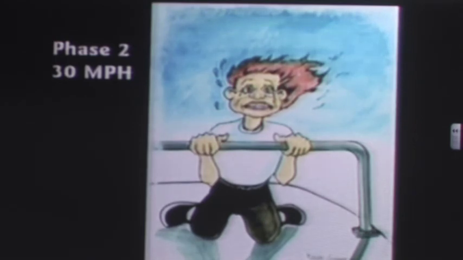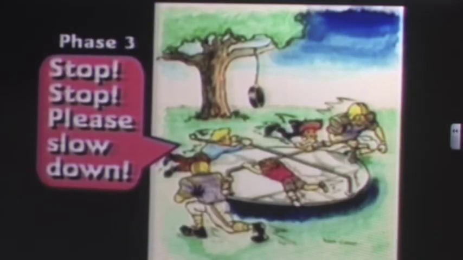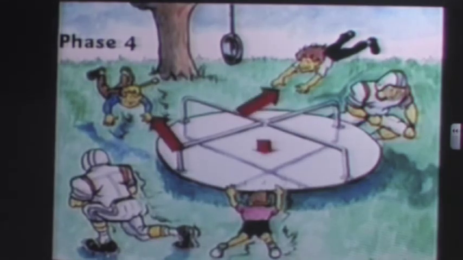You get up around 60 miles an hour. The kids enter phase 3, where they start screaming again. But now they're screaming, stop, stop, please, slow down. Don't stop, though. Keep going faster and faster. When you get to about 100 miles an hour, you should enter phase 4. That's where the kids begin to fly off the merry-go-round.